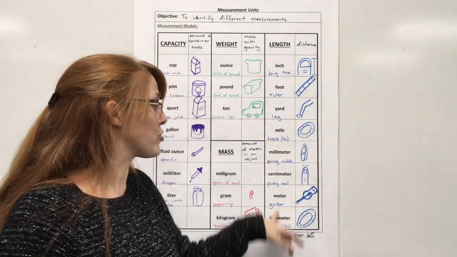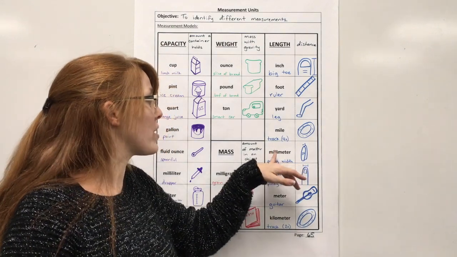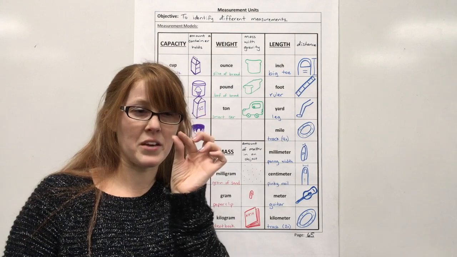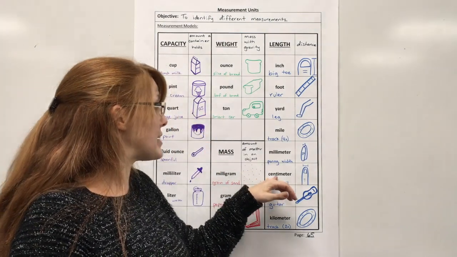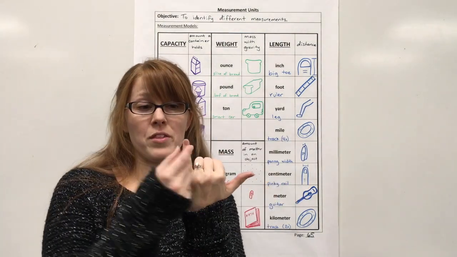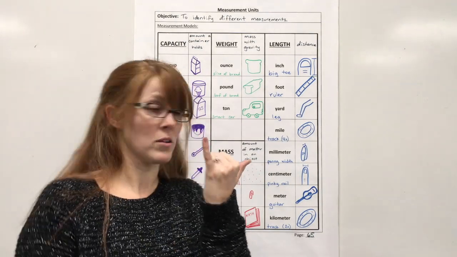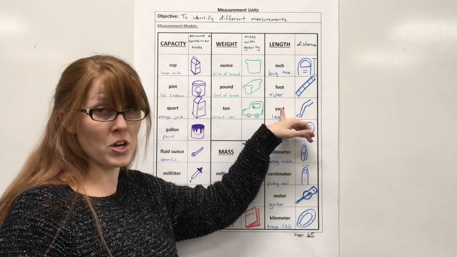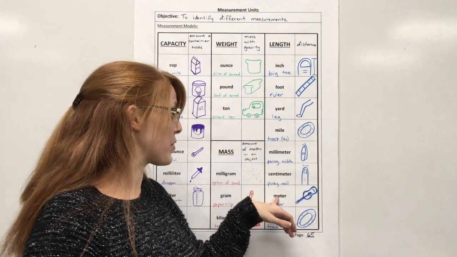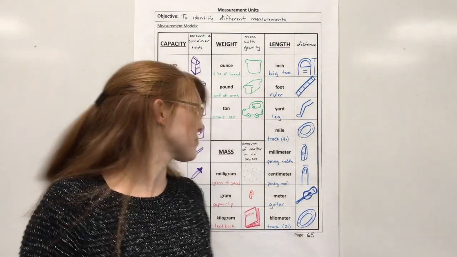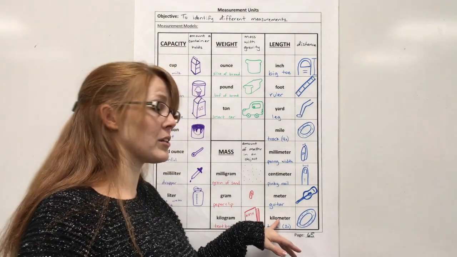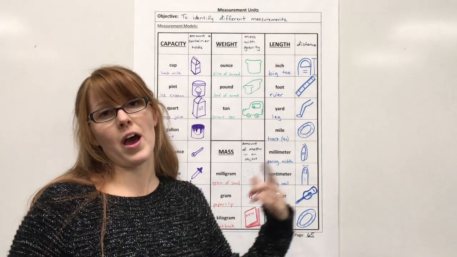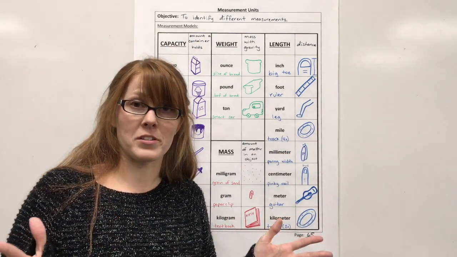Okay, and then for our metric measurement units for length, we have millimeter, which is about the thickness of a penny, very skinny. A centimeter, which is about the width of your pinky nail, so it's still small. A meter, which is not that far from a yard, so I put that it's about the size of a guitar. And then kilometer, that would be roughly twice around the track. And it's a little more than that, but that's a rough estimate, okay?